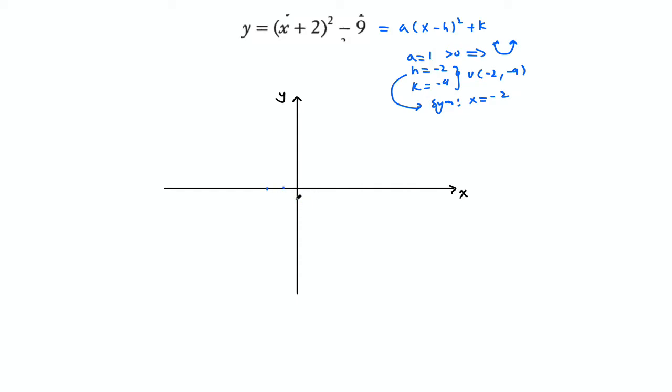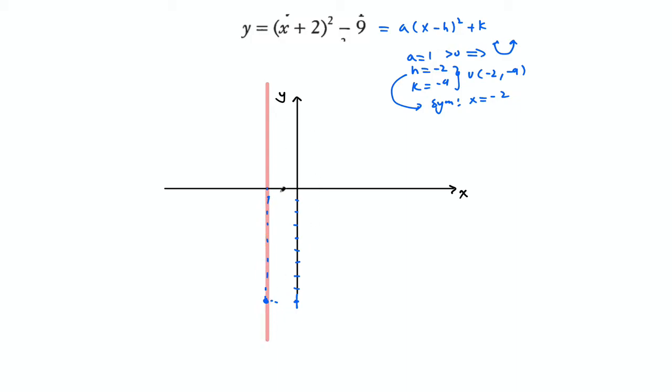I have 1, 2, 3, 4, 5, 6, 7, 8, 9. Okay, so it's going to be really far down this way. So somewhere here. Okay. Now, if I plug in for the next point, I know that the axis of symmetry exists at minus 2, so that's here.